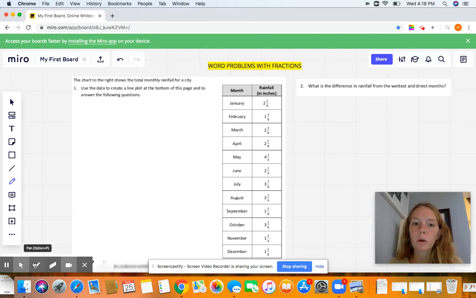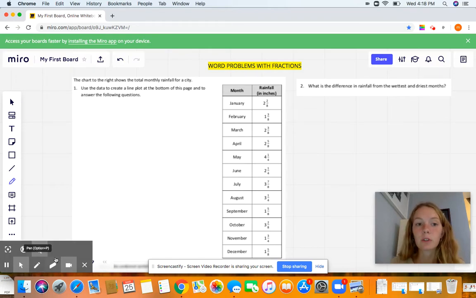Guys, today we're going to work on word problems with fractions. We're going to be multiplying, adding, and subtracting fractions in our word problems. And the tool that we're going to be using is not going to be the distributive method this time, but it's going to be a line plot, or what we call in class a line graph.